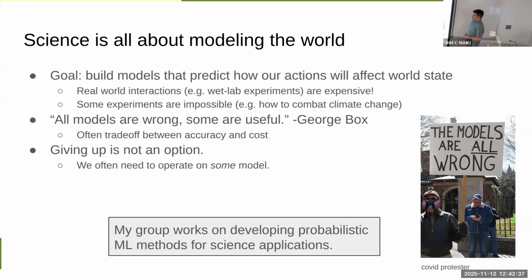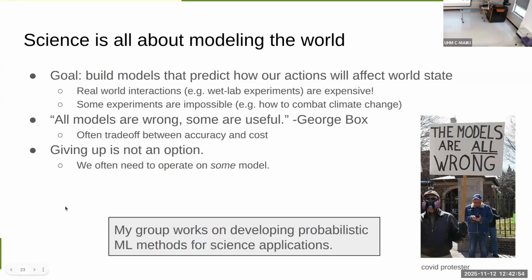Some experiments are just impossible, like how do we predict what will happen with climate change? We only get one shot, we can't run multiple real experiments, so we have to use computation to try and predict what will happen.